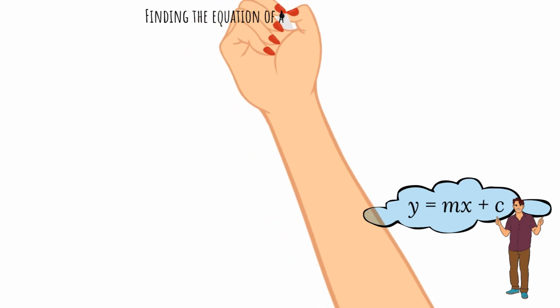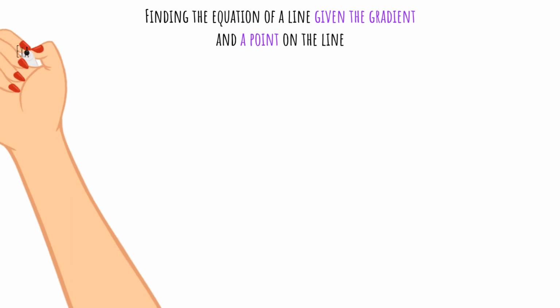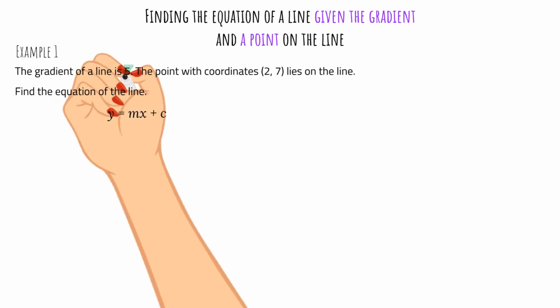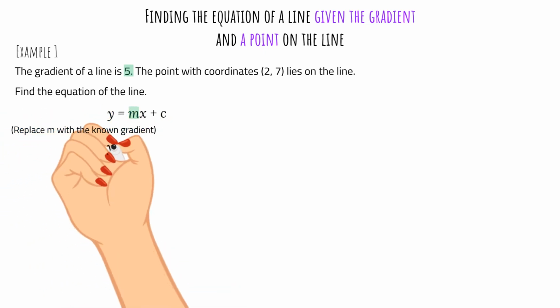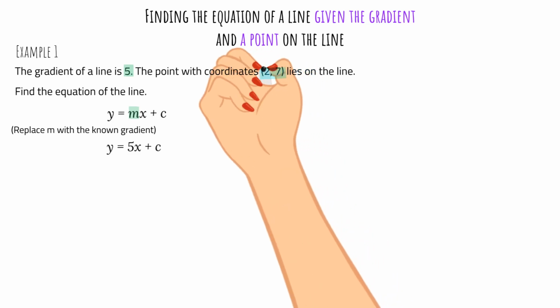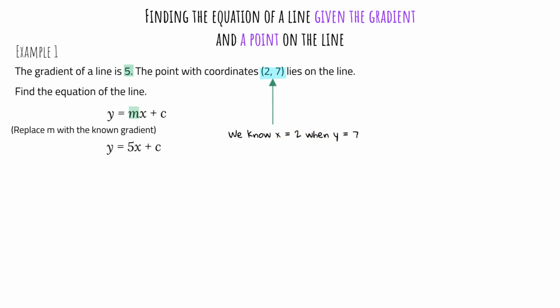So let's look at finding the equation of a line given the gradient and a point on that line. So here's an example. The gradient of a line is 5 and the coordinates 2, 7 lies on the line, and we want to find the equation. Well, we know the equation of a straight line is y equals mx plus c, and I'm told immediately what the gradient is, so I can replace m with the known gradient, in this case 5. But I still have the problem of finding c. But I'm told that 2, 7 lies on the line, so we know that when x is 2, y is 7. So I can use this to find c.